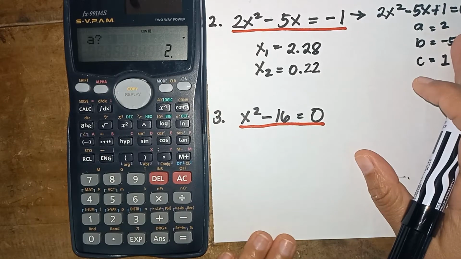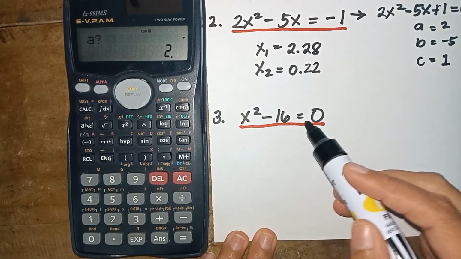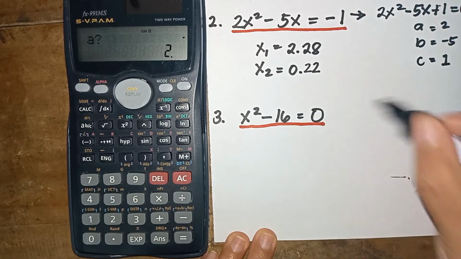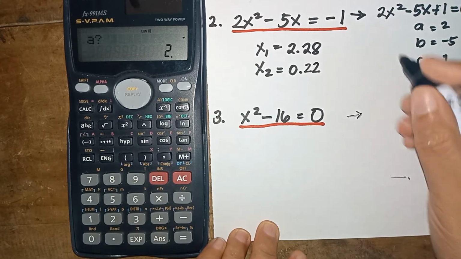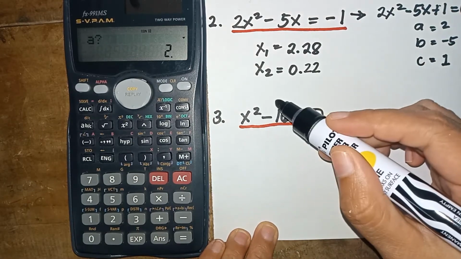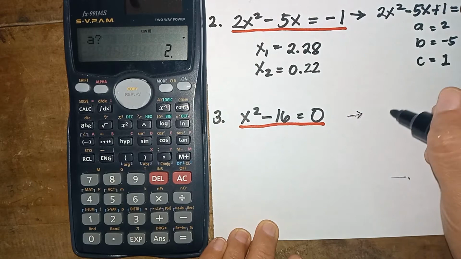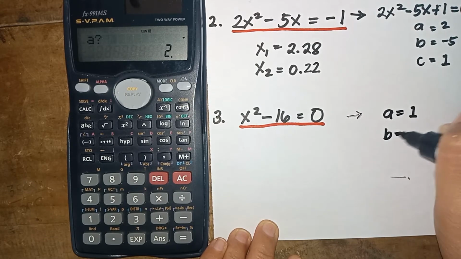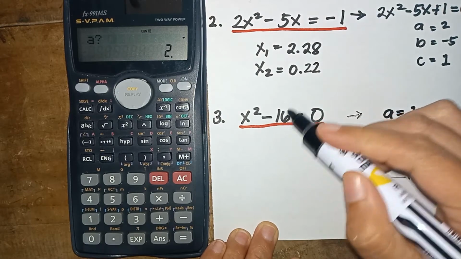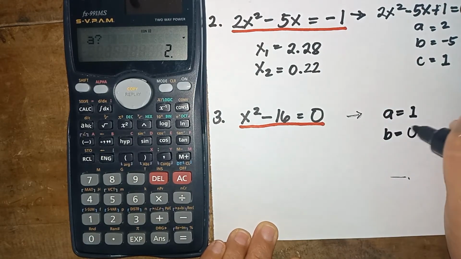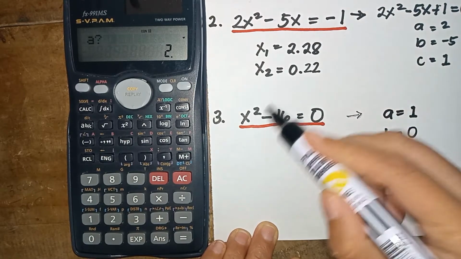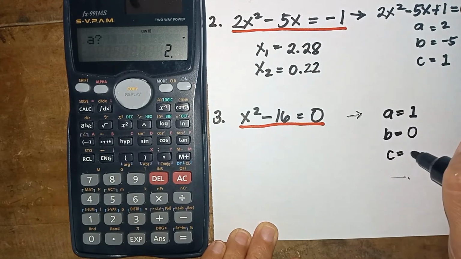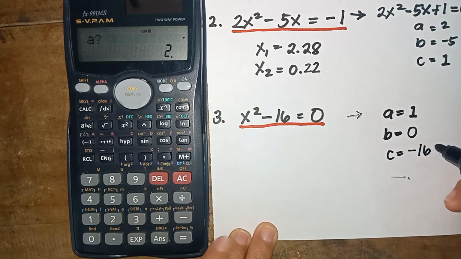Next, number 3. We have x squared minus 16 equals 0. Again, this equation is in general form wherein all terms are on one side of the equation. So, here, A is equal to 1. B is, we have no term with variable x, so B is 0. And C is negative 16, since negative 16 is the constant term.